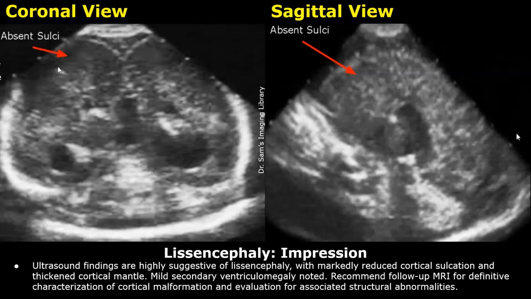Ultrasound findings are highly suggestive of Lissencephaly with markedly reduced cortical sulcation and thickened cortical mantle. Mild secondary ventriculomegaly noted. Recommend follow-up MRI for definitive characterization of cortical malformation and evaluation for associated structural abnormalities.